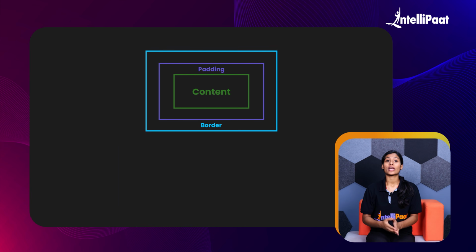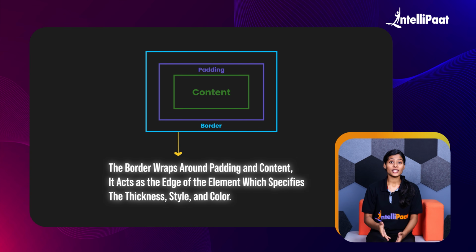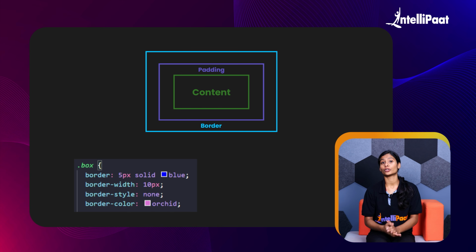Number 3, we have border. The border wraps around padding and content. It acts as the edge of the element, which specifies the thickness, style, and color. The border's appearance can be controlled using properties like border, border-width, border-style, and border-color.